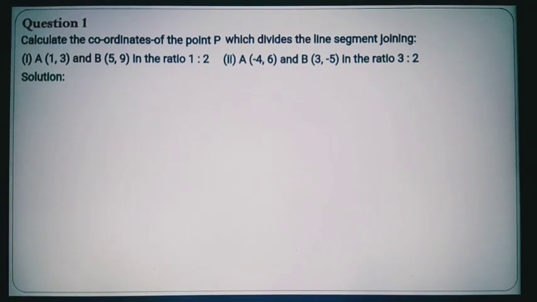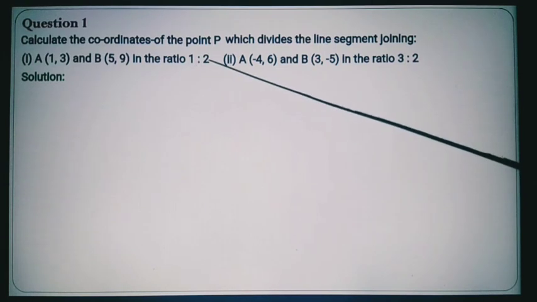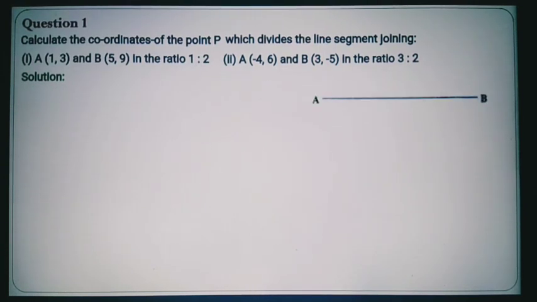So here the coordinates of A and B are given to you: A is 1, 3, and B is 5, 9, and m1 is to m2 is given to be 1 is to 2. So the coordinate of A is 1, 3, and for B it is 5, 9. And there's a point P, and this point is dividing AB in the ratio 1 is to 2. Let me call the point x, y. So our aim is to find the value of x and the value of y.